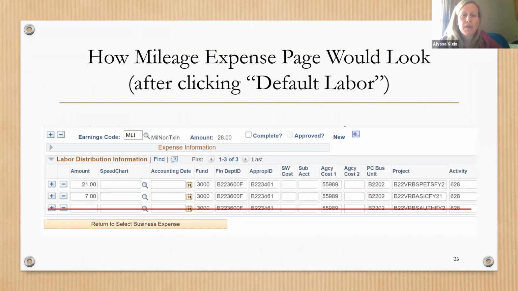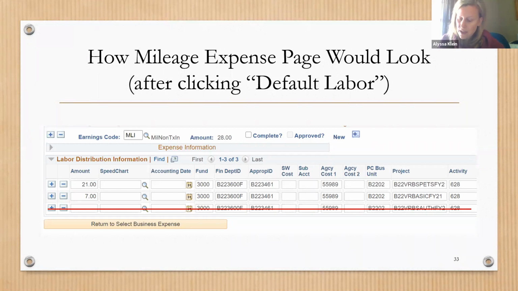So this is how it would look on my mileage expense page after clicking default labor. First, I added the $21 in the PETS line. Then I added the $7 in the VR Basic line. Of course, since I didn't have any Pre-ETS authorized services, I would then delete the AUTH line. I made this example simple, so I only recorded one trip here. Obviously, you would add up the mileage cost for all the trips you took within a time period and enter the totals collectively into your expense report.